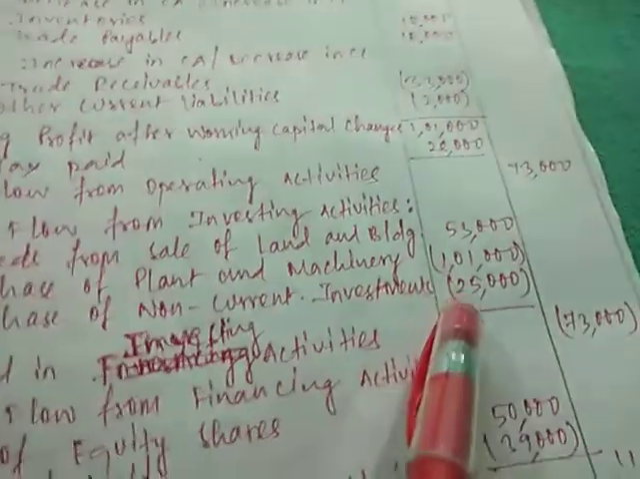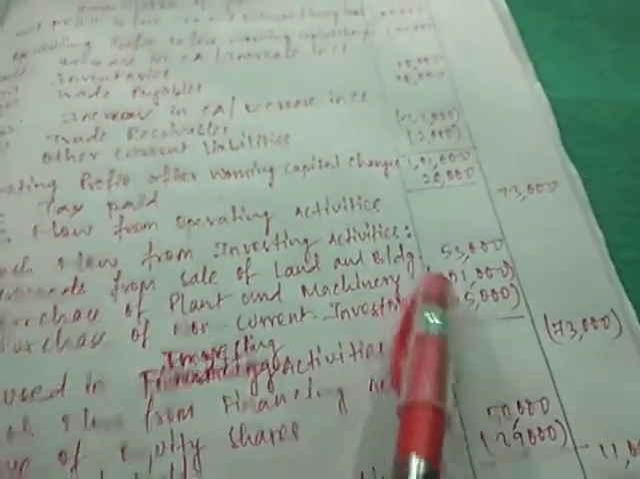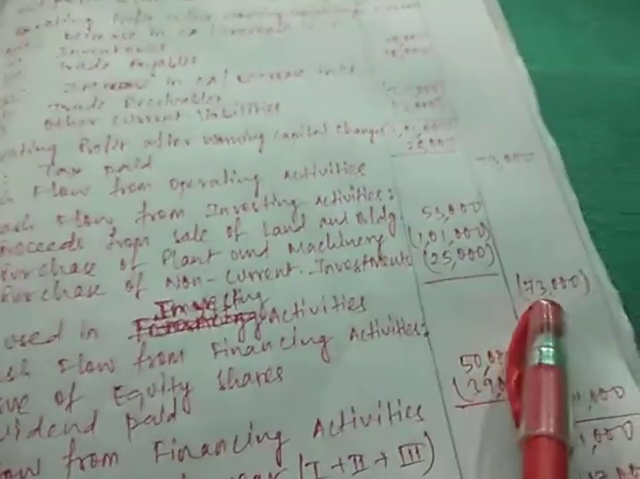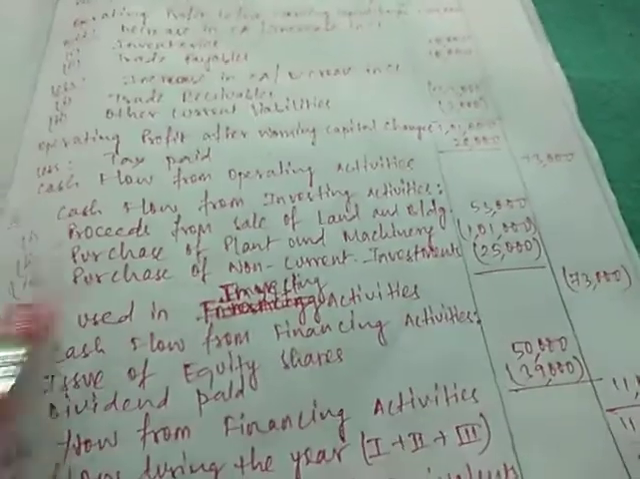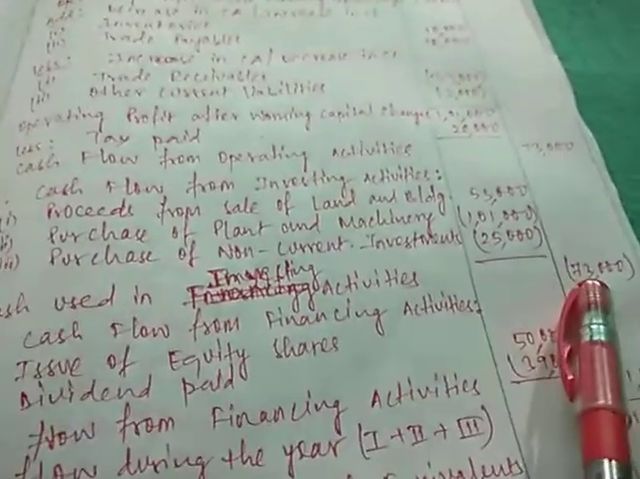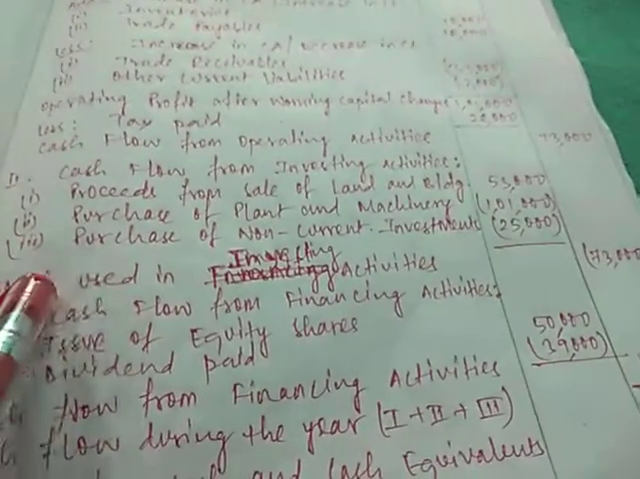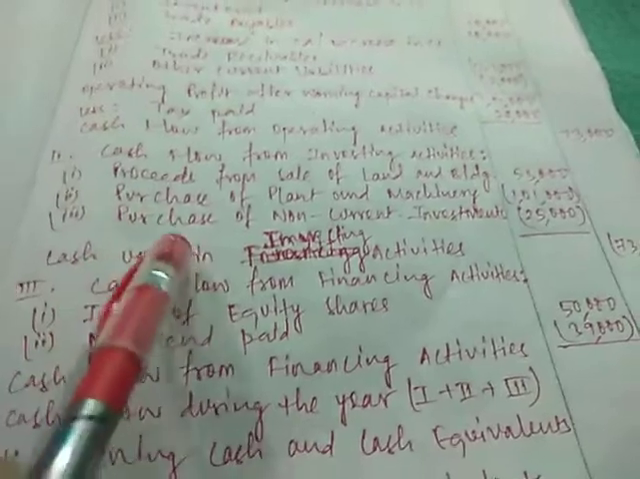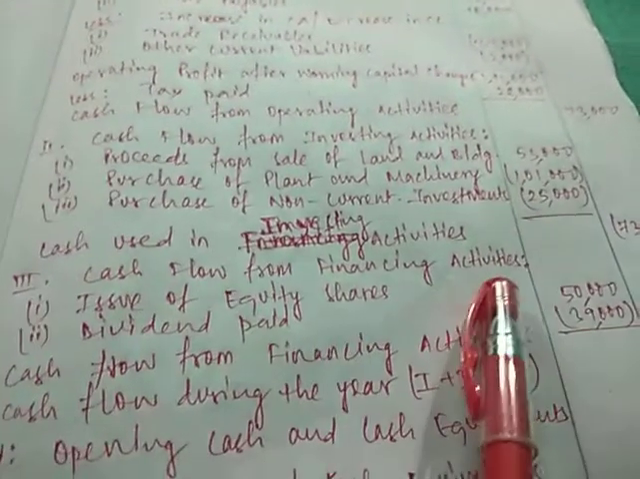So it will be subtracted 25,000, 53,000 positive, 1,01,000 negative and 25,000 negative. When you take the sum of this, you will get 73,000 negative. So it will be cash used in investing activities. Since it is negative, as I have told you earlier also, cash used in investing activities, you will use the term used. You will not use the term flow when the figure is negative. Next, we'll move on to cash flow from financing activities.